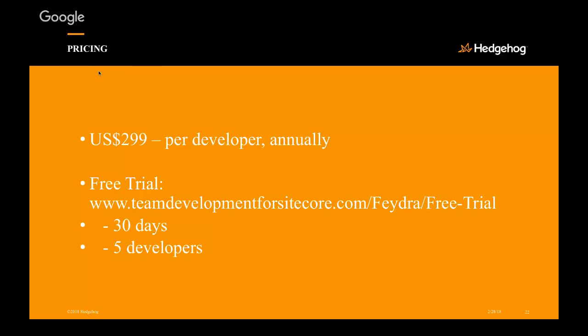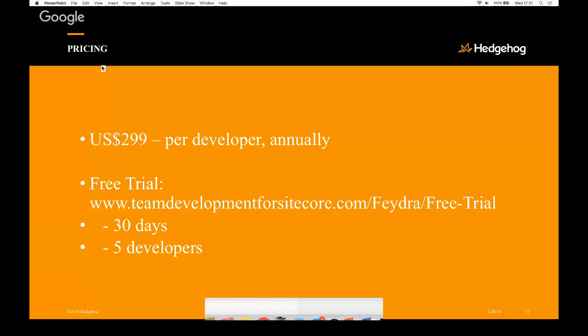So what about the pricing? Feydra costs $299 per developer annually. There is also a free trial for 30 days for 5 developers, but this is something that can be addressed with the Hedgehog sales team. And if you count all the expenses of all the licenses with the MSDN licensing, it's much cheaper to have this than to try to get all the other subscriptions long term.